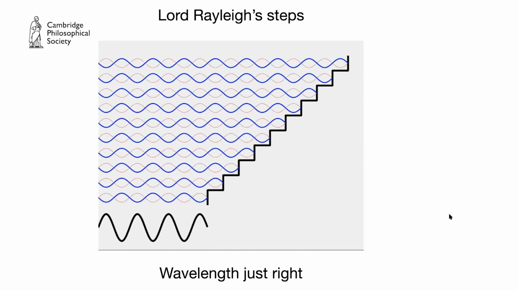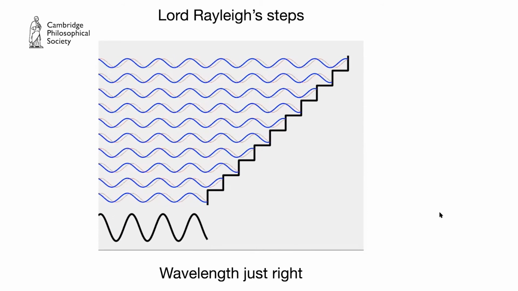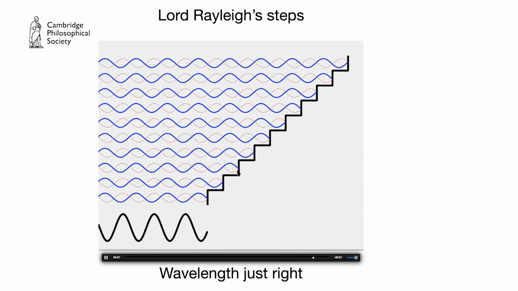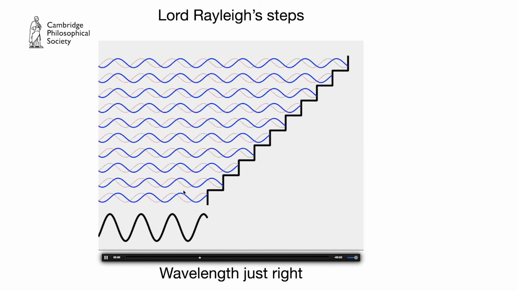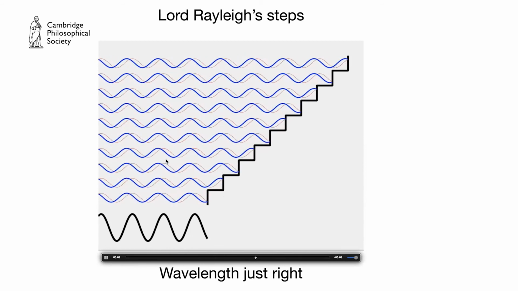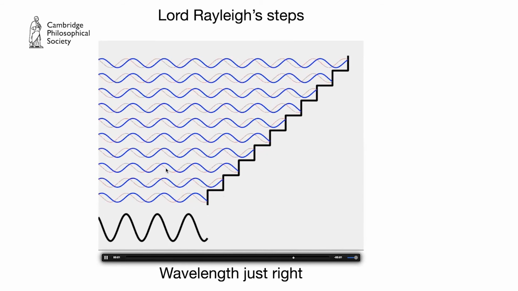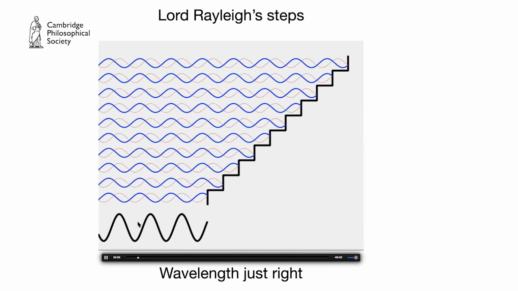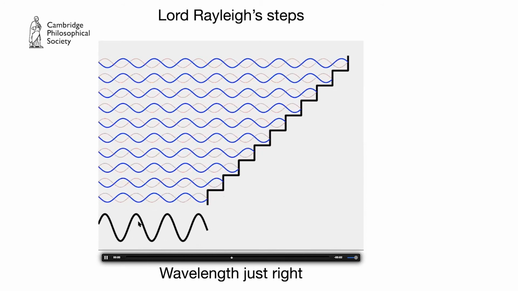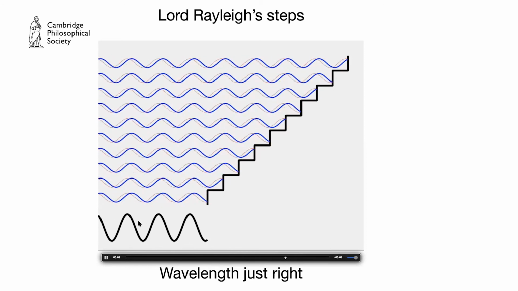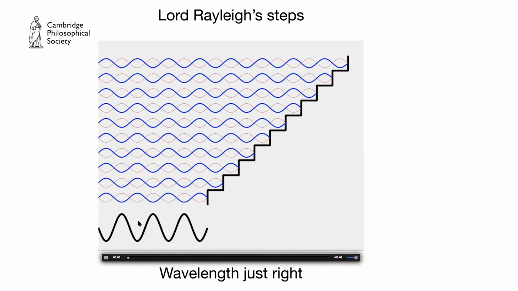Here's what happens when you send in a sound wave with a wavelength that exactly matches the spacing between the steps. Now look at all the red waves. They're all lined up perfectly with each other. So when we add them all up, we get this big sine wave here. In other words, at this particular frequency, you get a really strong echo from the steps.